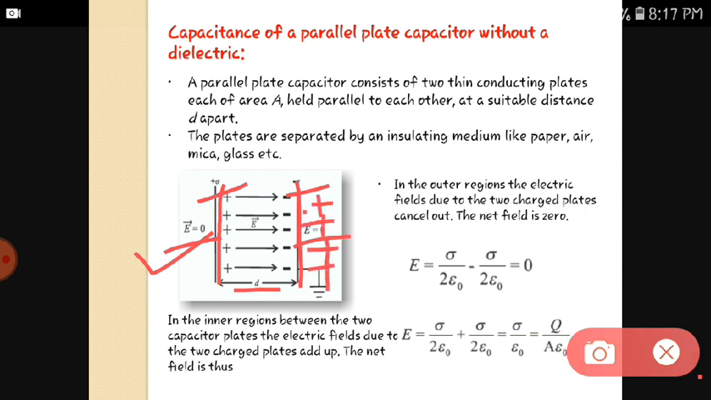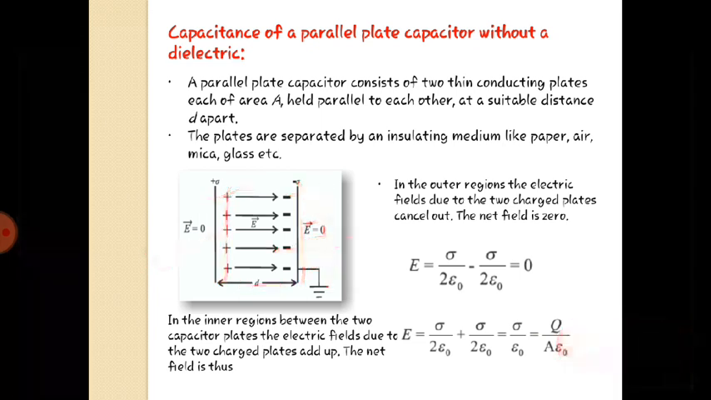But what we are doing is connecting all these charges to ground. We earthen those charges, so they move towards earth. So what happens over here? The net dipole moment becomes 0 over there because positive charges are already there but we ground them. So in the outer region the electric field due to the two charged plates cancels out. So the net field is 0.